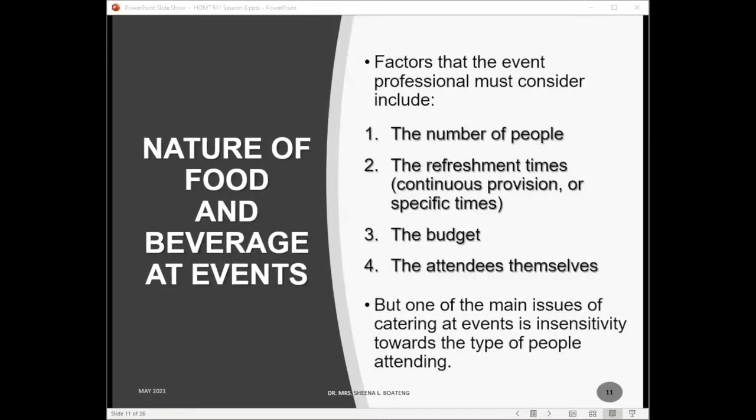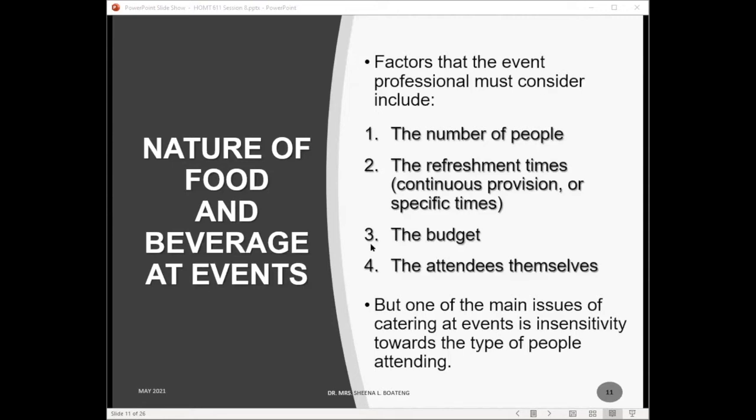Okay. So let's look at the nature of food and beverage at events. You realize that as an event professional, there are certain things you need to consider when it comes to food and beverage at events, right? The first thing you need to think about is the number of people. Because without knowing the number of people, you will not know the adequate levels of food and beverage that you need to have in order to ensure that they have a great experience.